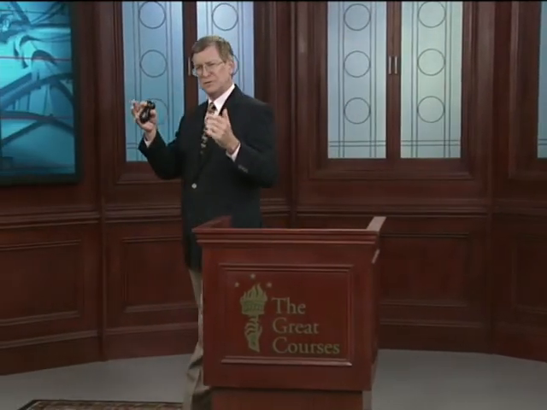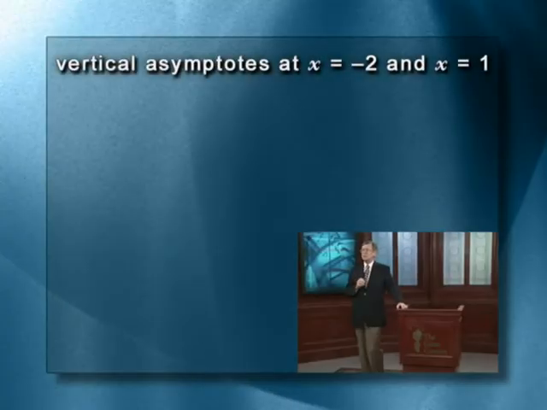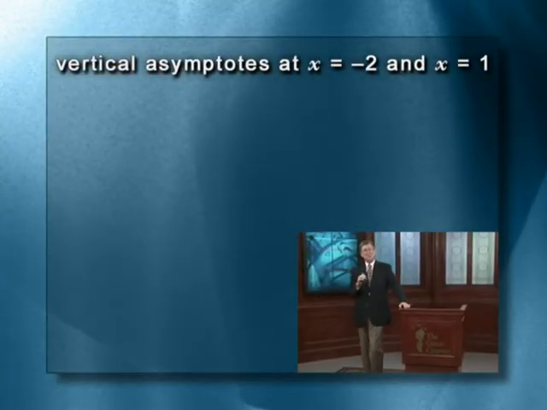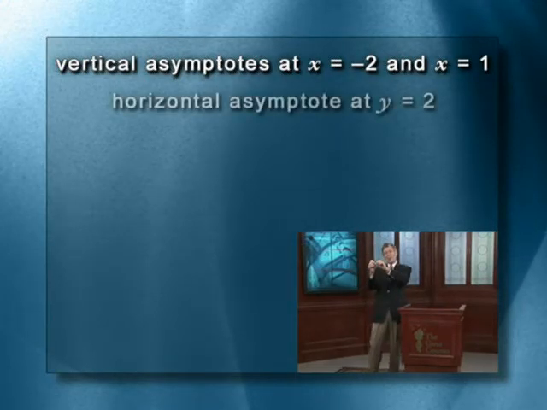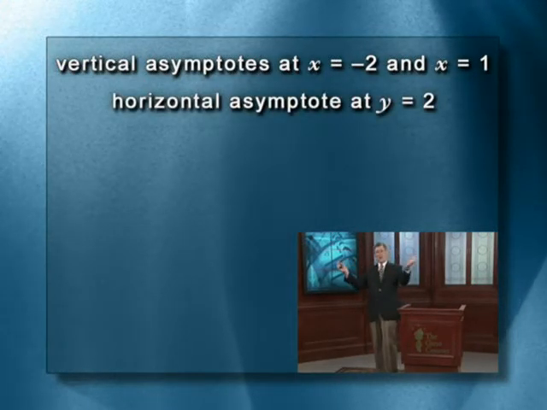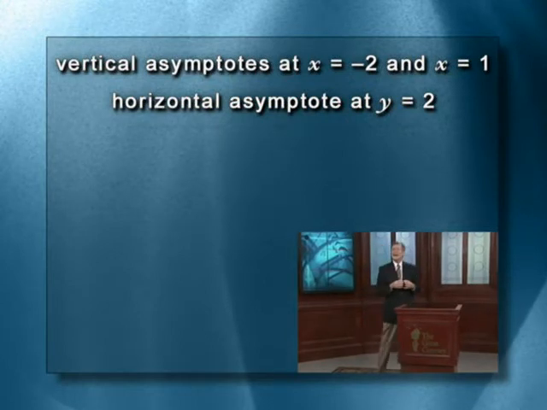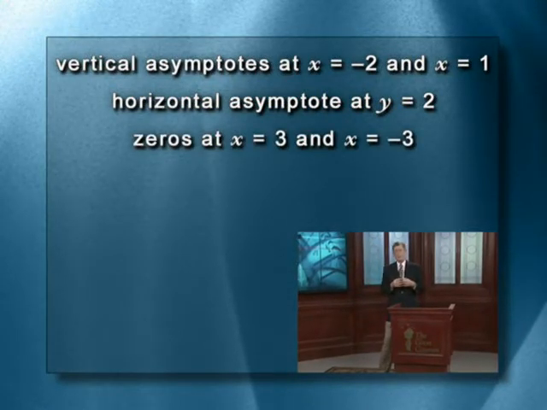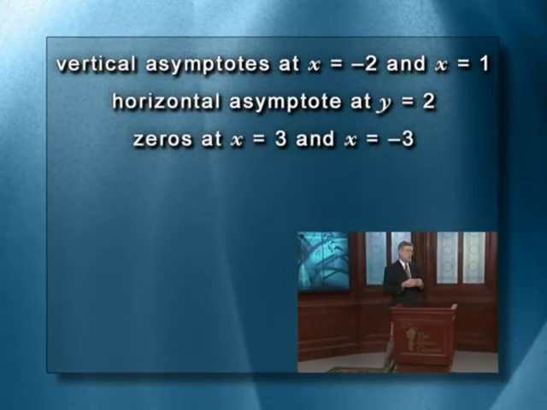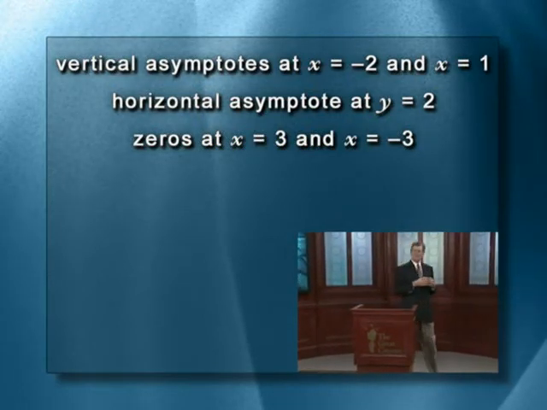Okay, why don't you be the teacher again? This is kind of fun to do. You're making up yet another test. And this time, you want to have a rational function with certain properties. You want the vertical asymptotes to be at -2 and at 1. You'd like it to have a horizontal asymptote at y equals 2. And how about zeros at x equals 3 and -3? What should your function look like?